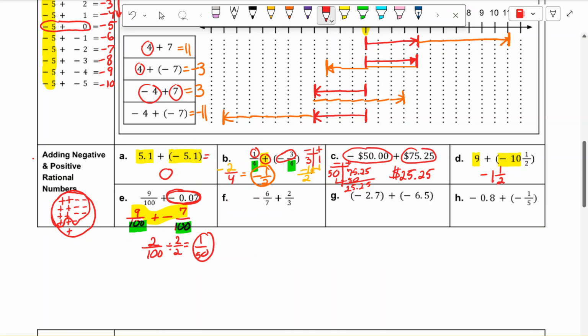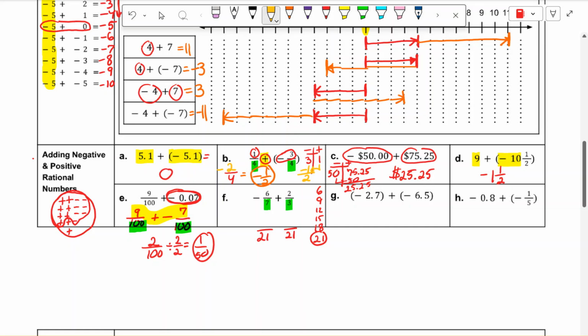Okay, on F, we have different denominators. So this may be a reminder to you, or maybe you struggled through it. So let's learn this now. 7 and 3, what can they both go into? Well, here's some numbers 3 can go into. It can go into 6, it can go into 9, it can go into 12, 15, it can go into 18, it can go into 21. And that's the first number that 7 can also go into. So we're going to write 21 and 21.